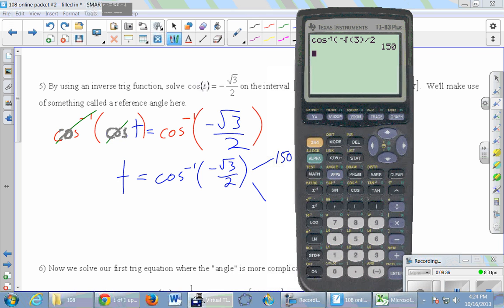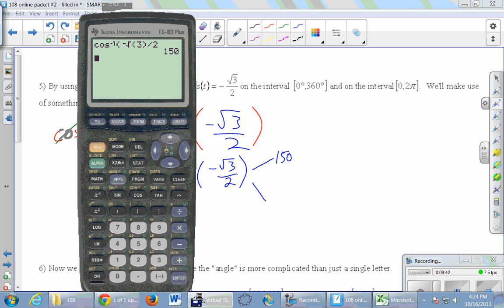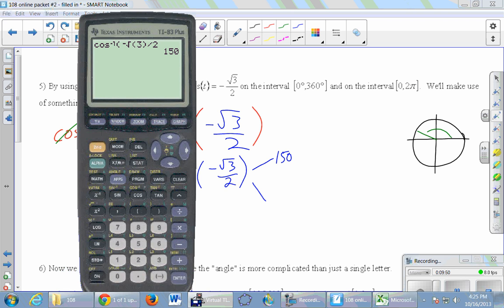And down below, I'm going to put the radian version of life, but let's just stick with degrees for a little bit. And then we know one answer is 150, and we'll use the made up unit circle over here to find the other fundamental answer. So we know that 150 is this guy.